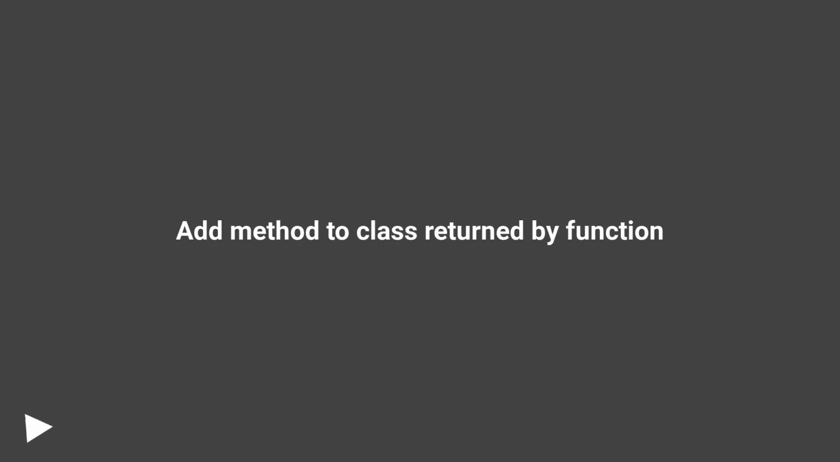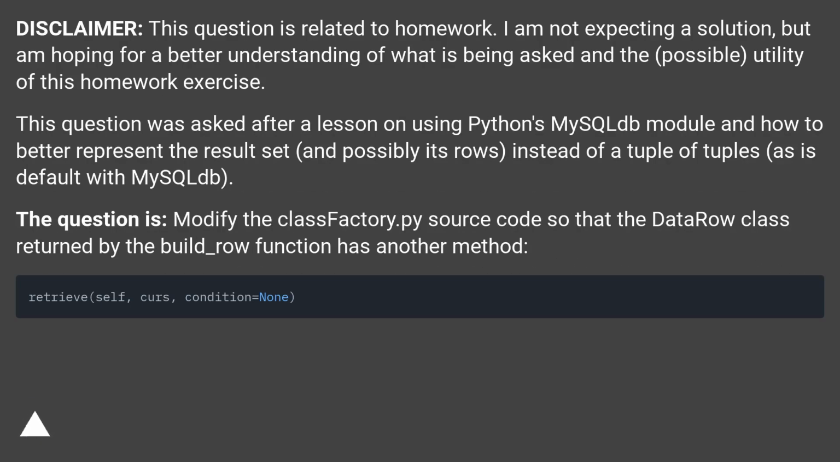Add method to class returned by function. Disclaimer: this question is related to homework. I am not expecting a solution, but I'm hoping for a better understanding of what is being asked and the possible utility of this homework exercise.